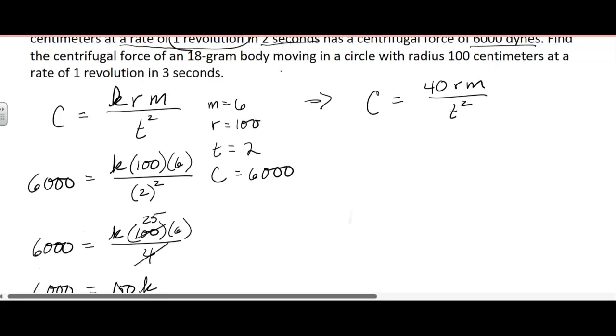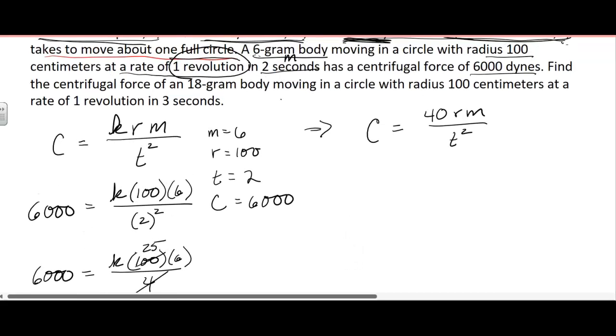Now they're going to give us a situation where we have to find something. Find the centrifugal force. We're finding C, so we don't know C. An 18-gram body, so that's the mass. It's going to be 18. And the circle has a radius of 100 still. So still 100 for the radius. And the revolution, though, the time is 3 seconds. So time will be 3.